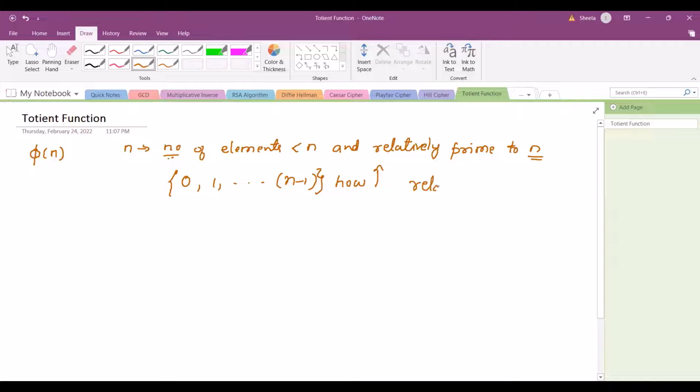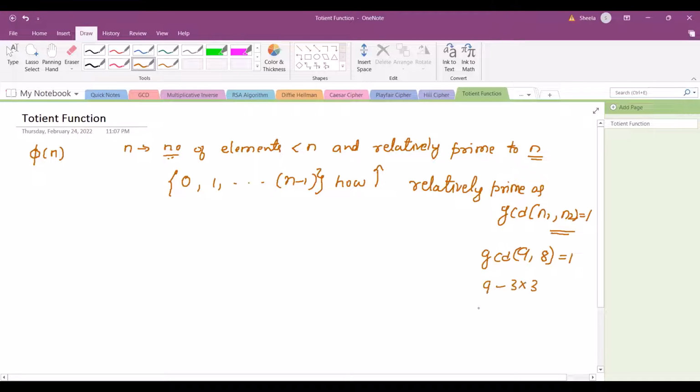Relatively prime means the GCD of two numbers, n1 and n2, must be equal to 1. When the GCD of two numbers is equal to 1, then n1 and n2 are relatively prime to each other. For example, consider the numbers 9 and 8. The greatest common divisor between 9 and 8 is 1, because the factors of 9 are 3 into 3, the factors of 8 are 2 into 2 into 2, and of course 1 is a common factor for both numbers. So the greatest common factor is 1.